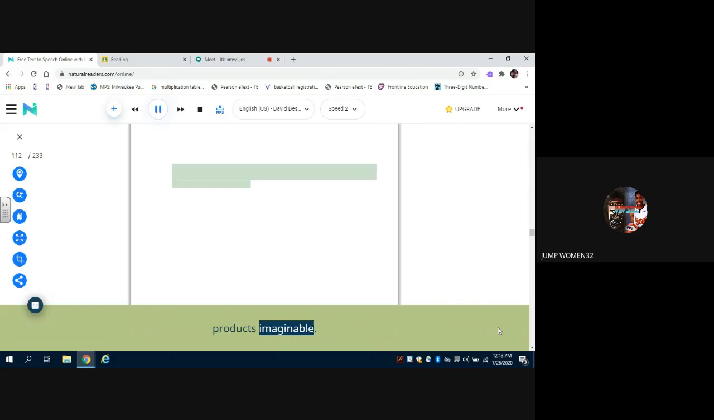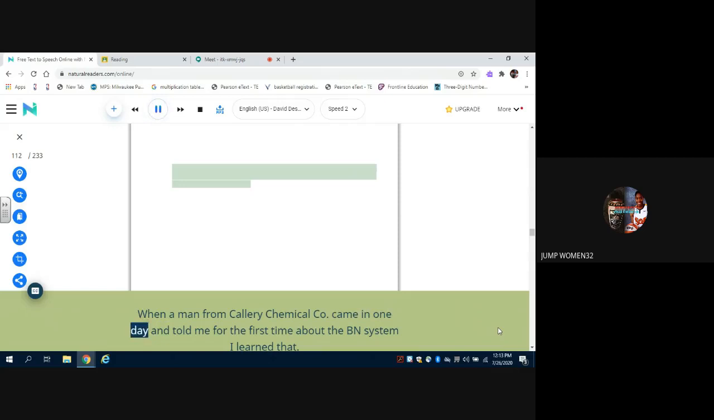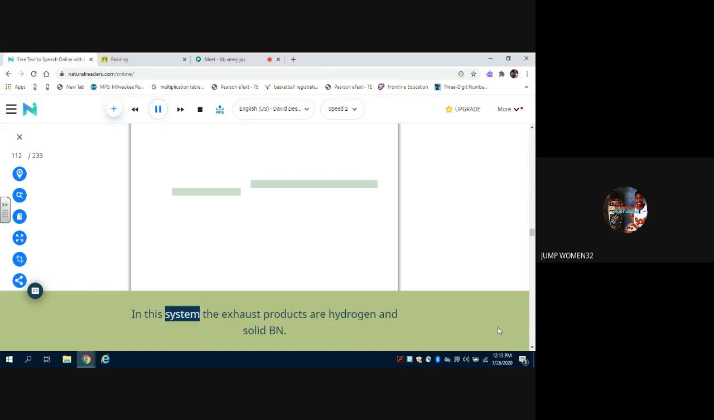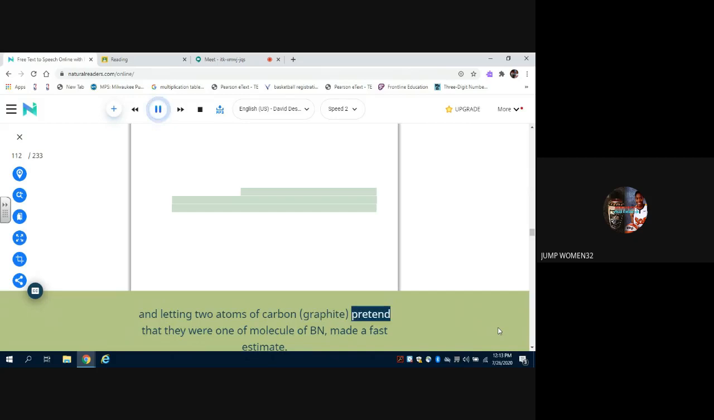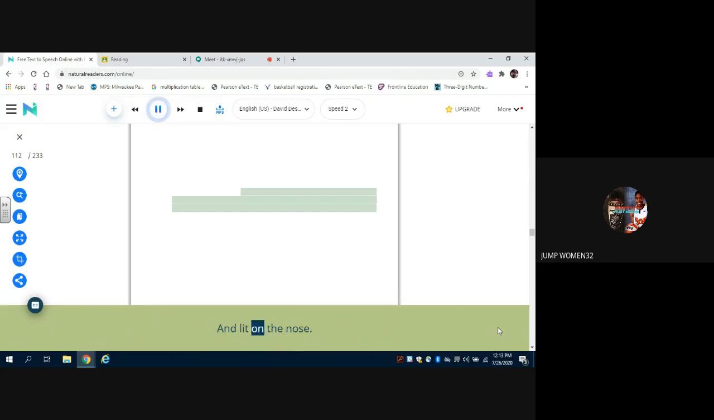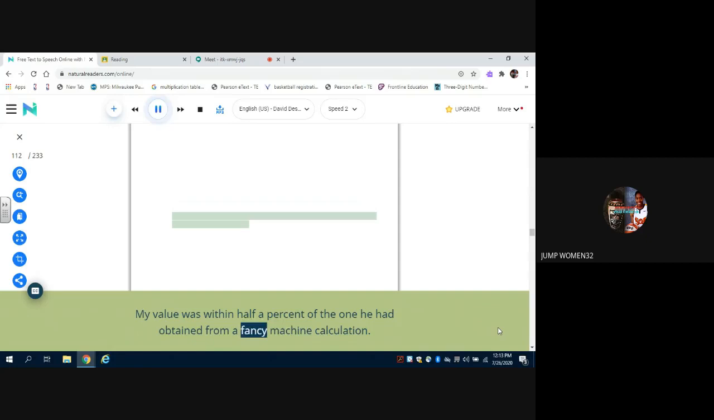When a man from Callery Chemical Co. came in one day and told me for the first time about the BN system, I learned that in this system the exhaust products are hydrogen and solid BN. I hauled out my tables when he told me about it, and letting two atoms of carbon, graphite, pretend that they were one molecule of BN, made a fast estimate, and lit on the nose. My value was within 0.5% of the one he had obtained from a fancy machine calculation.